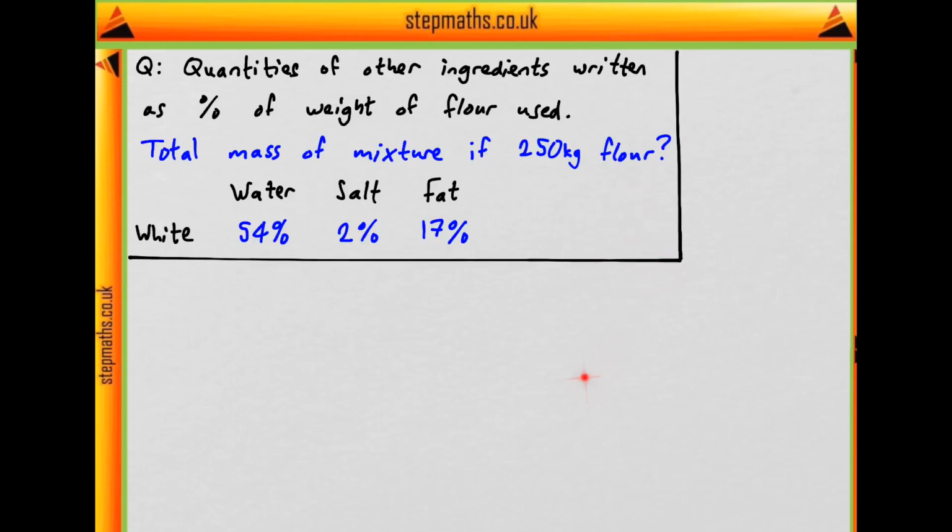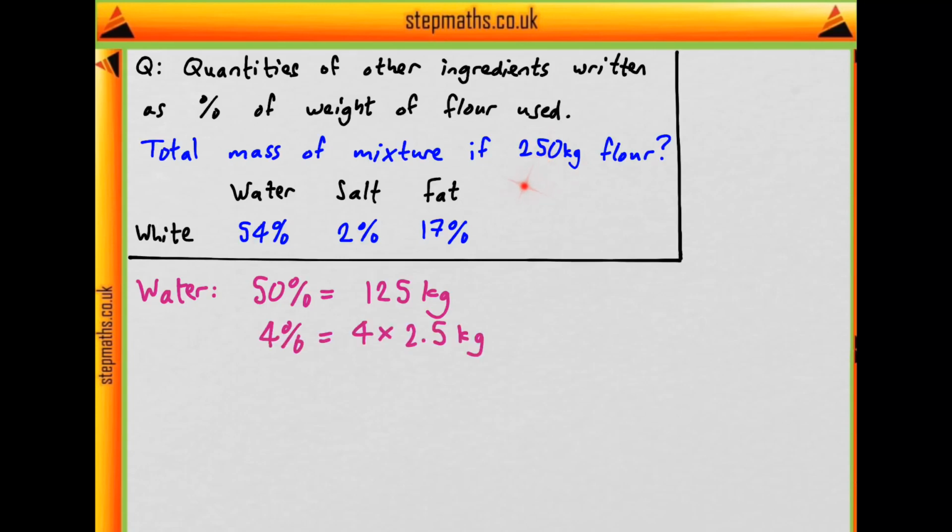So let's try and work out the actual mass of water, salt and fat that we need if we're using this much flour. So for water, if we need 54% of 250 kilograms, how do we work that out? With percentages, I like to work out easy chunks that we know, then add them together. So what's 50%? That's just half, which is 125 kilograms. Then what about the remaining 4? So we know that's 4 times 1%, and we know 1% of 250 is 2.5. So 4 times 2.5 is 10 kilograms. So that means 54% is the sum of these two, which is 135 kilograms.